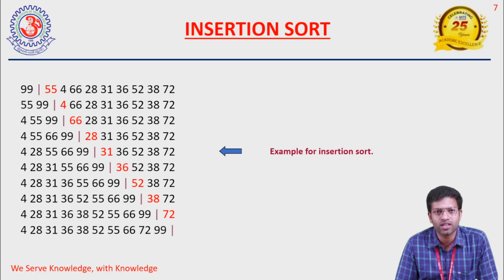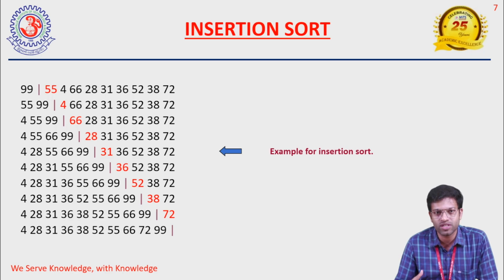There you can see that the next element is 4, and 4 will be taken from the second array and added to the first array, and we need to find the place where we will be adding. Here we will be comparing with all the elements present in that array. 55 and 99 are greater than 4. So obviously we have to place 4 at the beginning. So that's what you are seeing there.